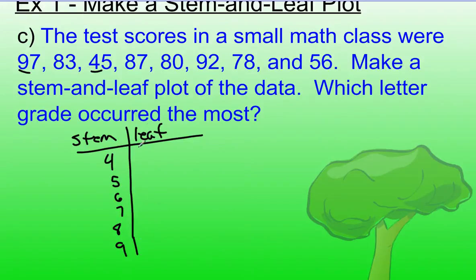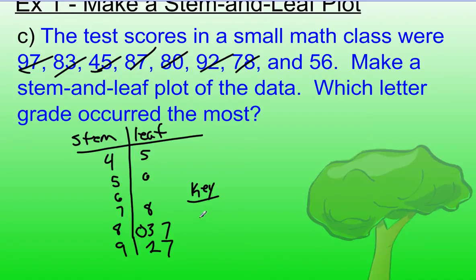All right. Now, let's go through. 97, 83, 45, 87, 80, 92, 78, and 56. So we have our stem and leaf plot. We need to include our key. So the key would say 9/7 equals 97.